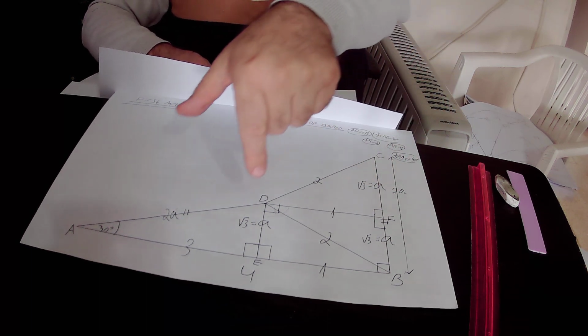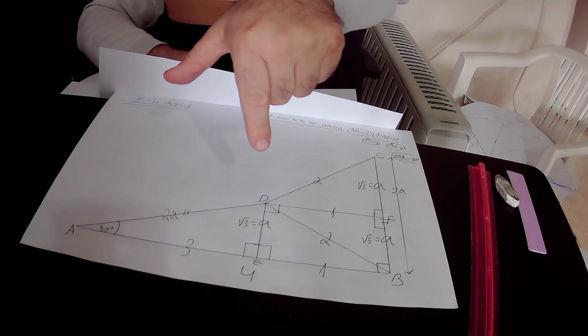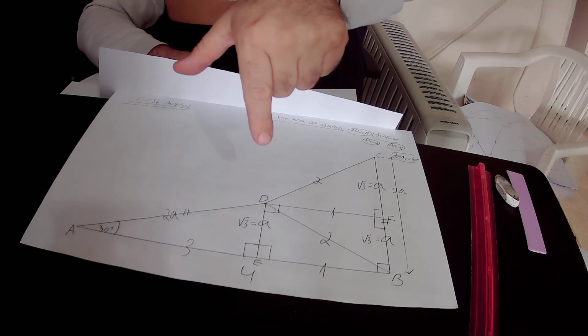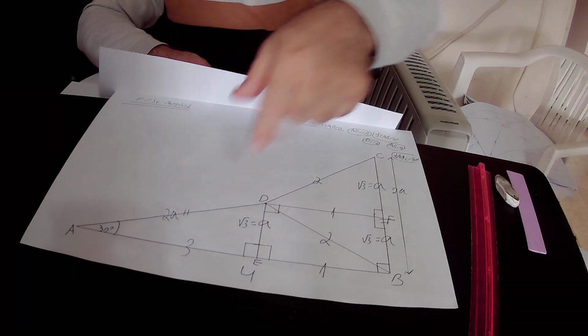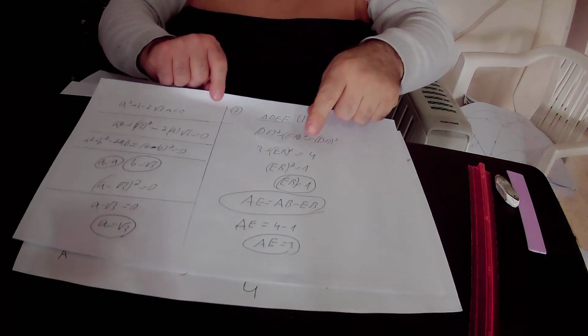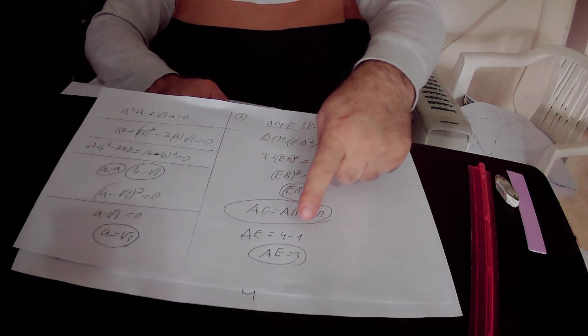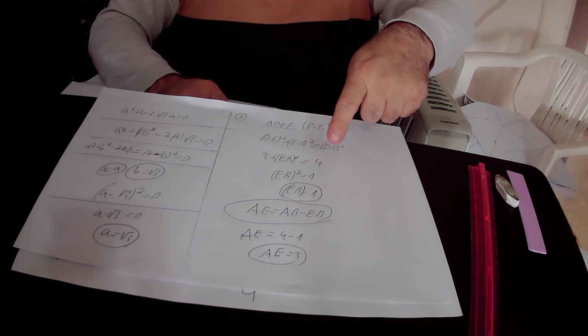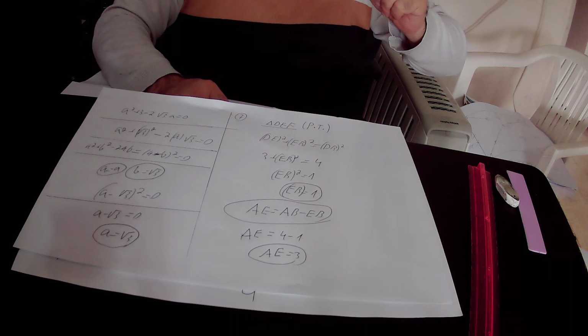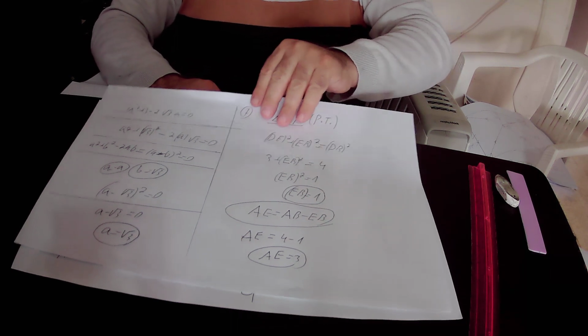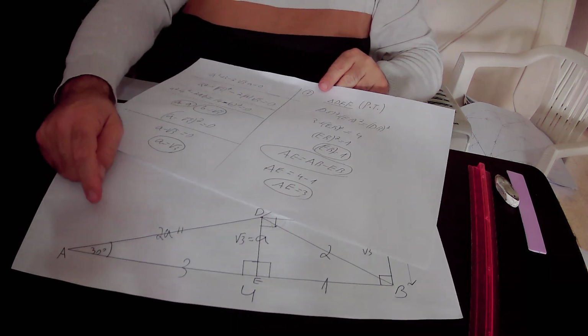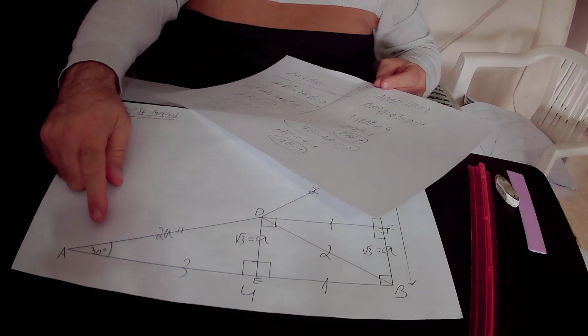And what is the value of AE? From the drawing you can see easily that AB minus EB equals AE. So AE equals AB, that is 4, minus EB, that is 1. So AE equals 4 minus 1. 4 minus 1 is 3, so we found out that AE equals 3.